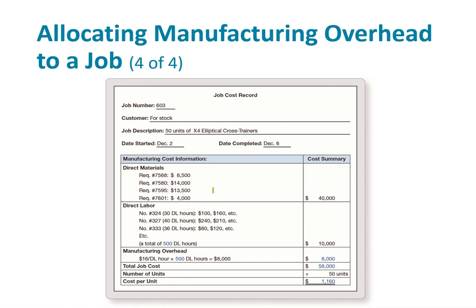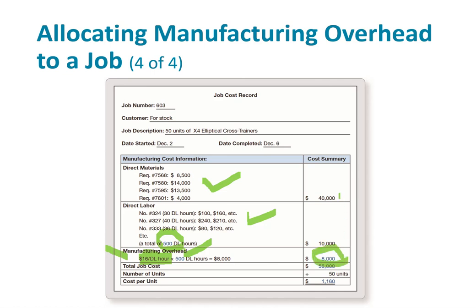Here's our job cost record. Direct materials, we directly traced it. Direct labor, directly traced it. Manufacturing overhead, we are allocating. And because the allocation base was direct labor hours, we took 500 direct labor hours. The calculation for the predetermined overhead rate, which we didn't show, you'll just have to trust me, was $16 per direct labor hour. And so the allocated manufacturing overhead is $8,000.